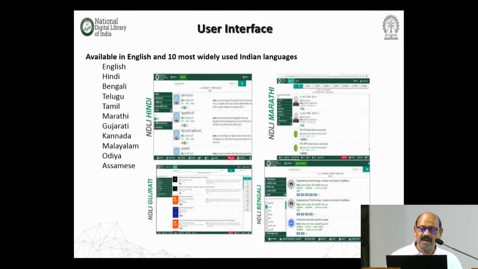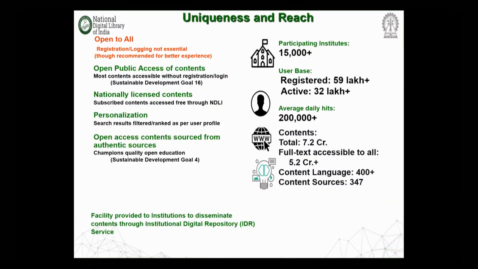So the uniqueness and reach: the total collection of this site is 7.2 crore contents, out of which 5.2 crore are full text available, which you can download and use. There are a lot of services that we are providing through this site. Since we are developing this site, I thought we should share it with you so that this resource will be useful for you.